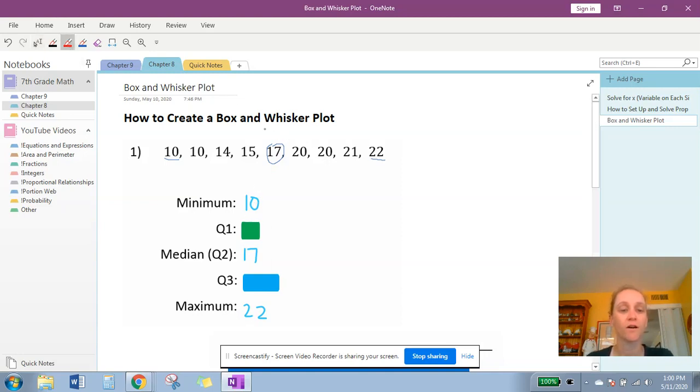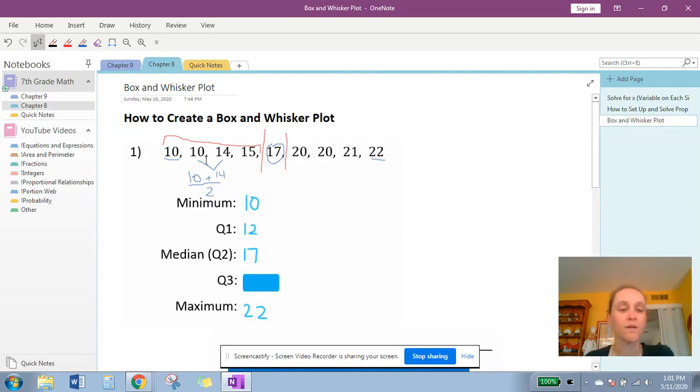And then for the Q1, I'm just finding the median of the lower half. So if I kind of cut out this 17, because that's my middle number, the Q1 is just going to be the middle of these numbers here. So if I find the median here, it looks like I have two different numbers. So remember, if you have two numbers in the middle, I'm going to do 10 plus 14, and then I'm going to divide that by 2. So 10 plus 14 is 24, divided by 2 would give me 12.